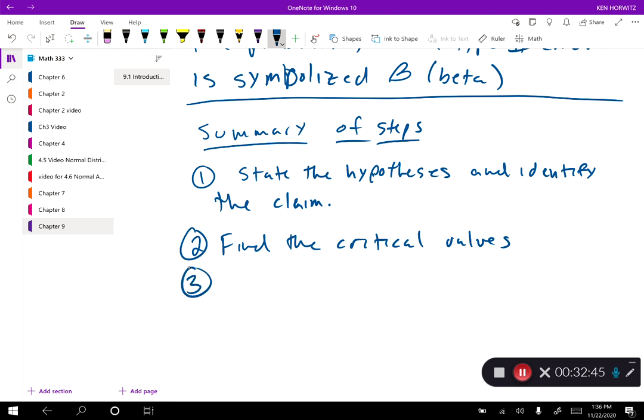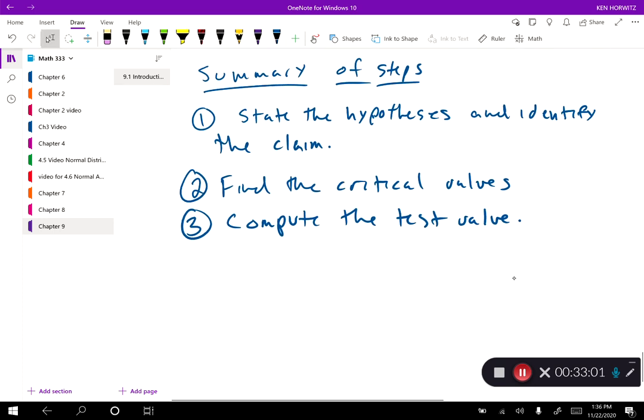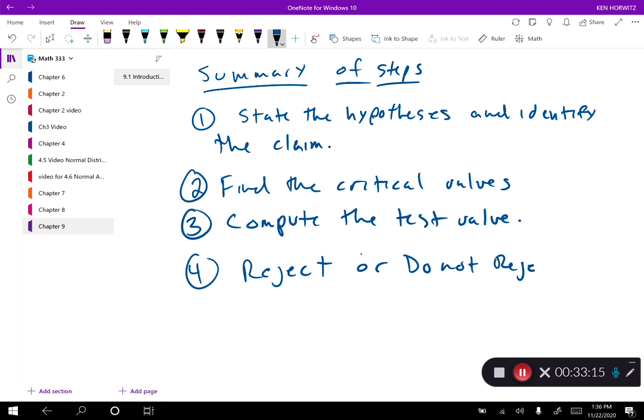All right, the second would be find your critical values. The third is going to be compute the test value. And the test value, again, is going to be you're going to get the numbers from the problem. I will talk more about that in the next installment. Fourth, we're going to make a decision to reject or not reject. And it's always the null. It's either we reject the null or we do not reject the null.